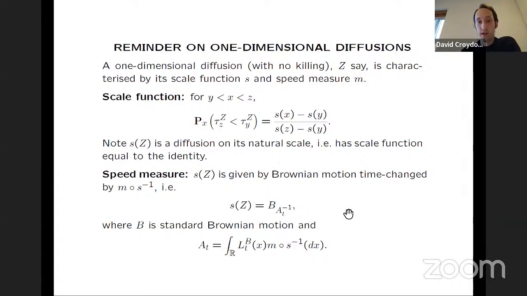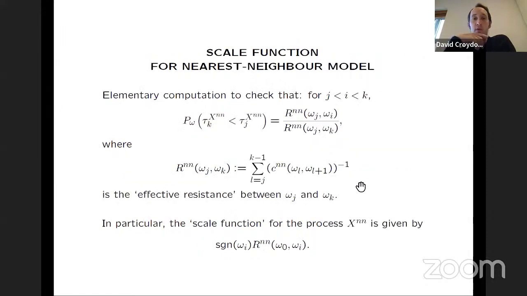Okay, so that's, like I say, just general background. And just very briefly, I want to outline the scale function and the speed measure that we expect in the scaling limit of our process. To do that, let's start by looking at the random walk. And so again, let's try and compute our hitting probability.